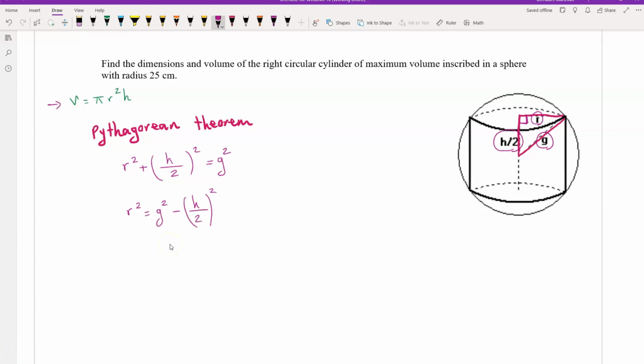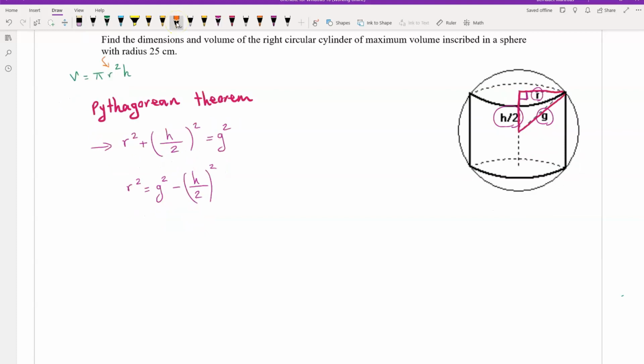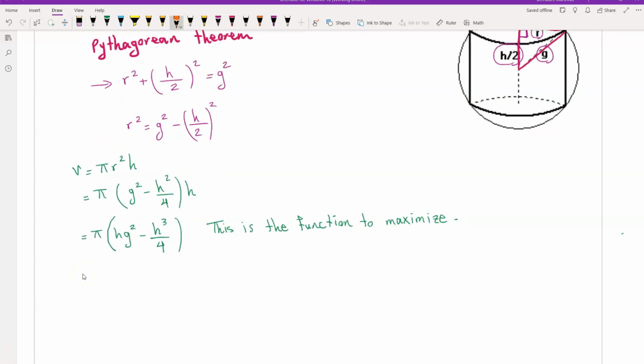So based on what we have for volume, pi r squared times h, and what we have here, I can isolate r squared. So r squared is equal to g squared minus h divided by 2 squared, and then use r squared in the volume. So volume is equal to pi r squared, which is g squared minus h squared divided by 2 squared. So it's pi times g squared minus h squared divided by 4, times h. And that is equal to pi times h times g squared minus h cubed divided by 4. So this is the function that we want to maximize.